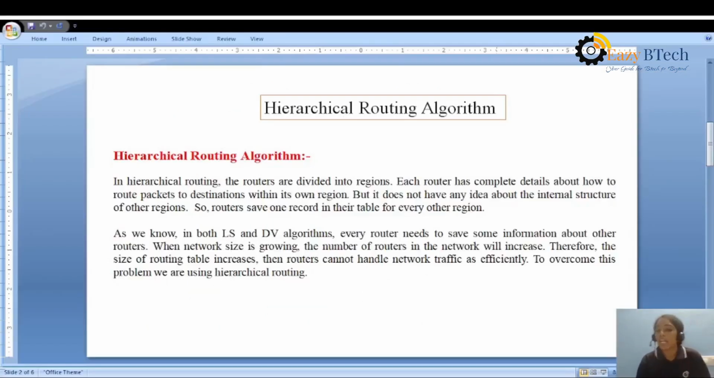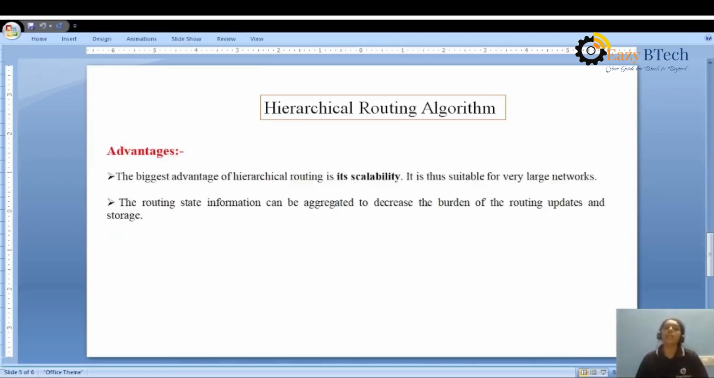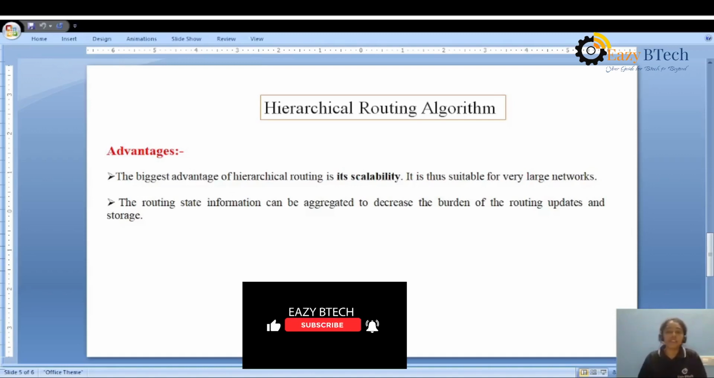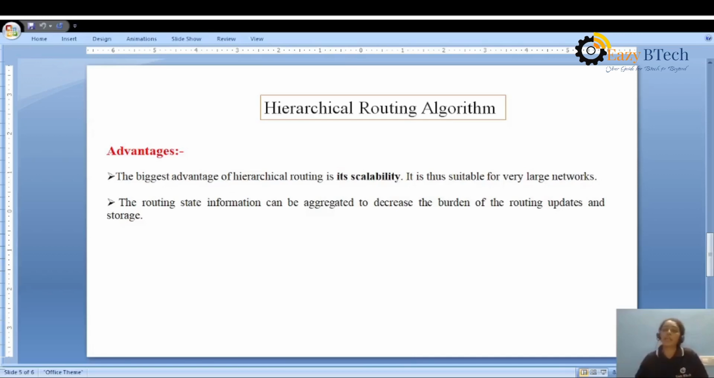Let us see the advantages of the hierarchical routing table. The biggest advantage is scalability. It is suitable for very large networks, because for large networks the routing table will increase. Whenever the routers increase, the routing table will increase. It becomes confusing where the packet comes from and which node it will go to. To reduce this confusion and network traffic, hierarchical routing is introduced for very large networks.